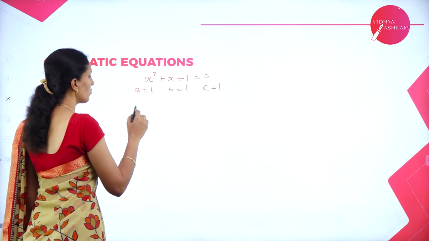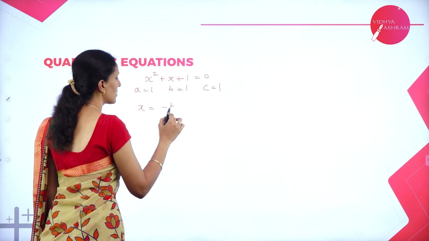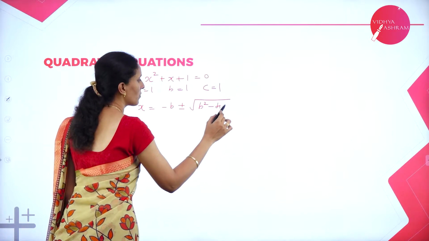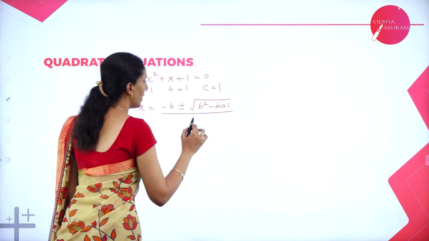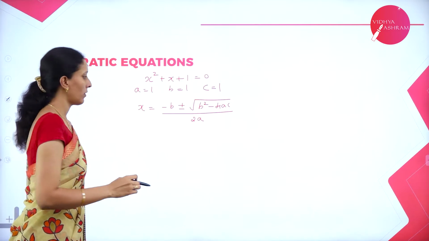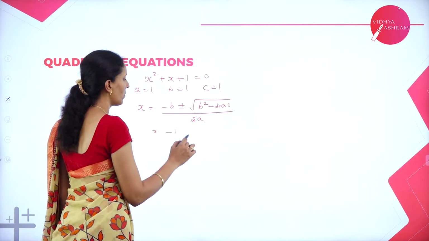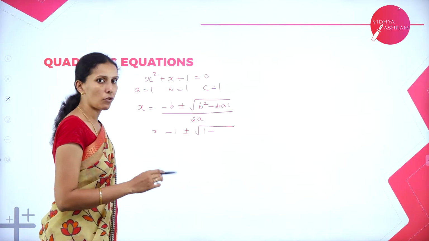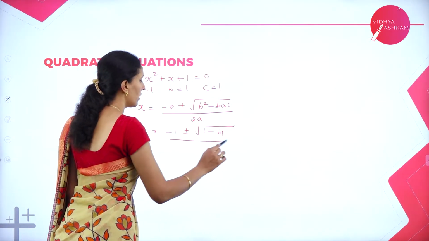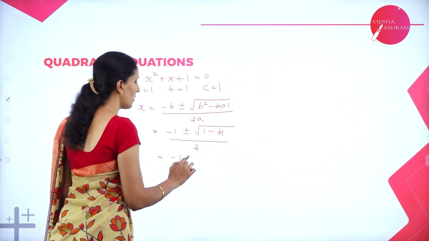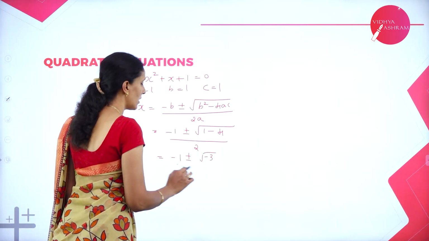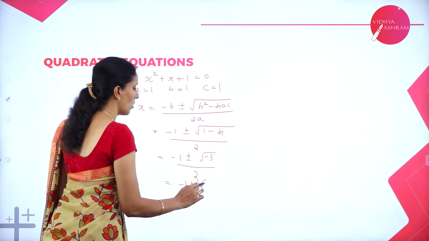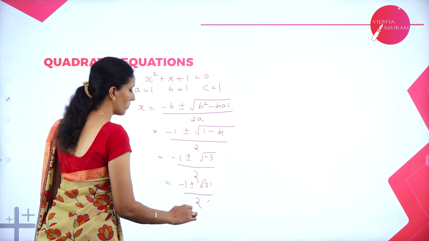So therefore, use the formula x is equal to minus b plus or minus square root of b square minus 4ac divided by 2a. The same formula you can use. So which is minus 1 plus or minus square root of 1 minus 4 into a into c, 4 into 1 into 1. So you will get minus 3 divided by 2. So minus 1 plus or minus square root of minus 3 divided by 2, or you can write it as minus 1 plus or minus root 3i divided by 2.